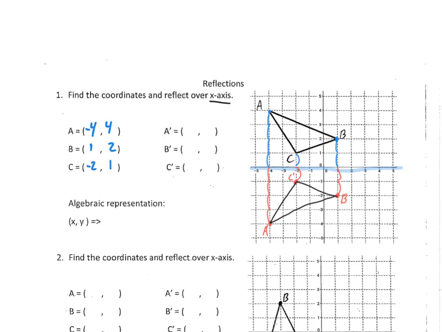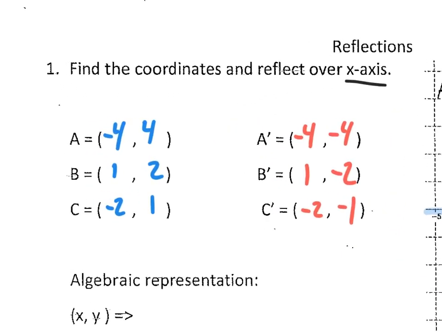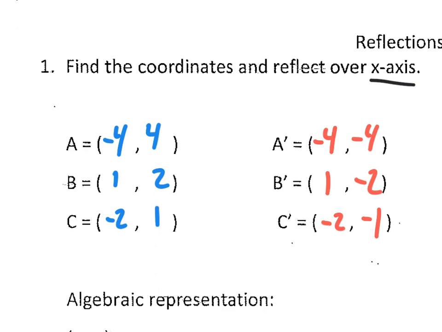So now I'm going to look at my primes. A prime is at -4, -4. B prime is at +1, -2. C prime is at -2, -1. Now, to come up with our algebraic representation, this is the real tricky part. We've got to look at the difference between our coordinates, what we started with and what we came up with.